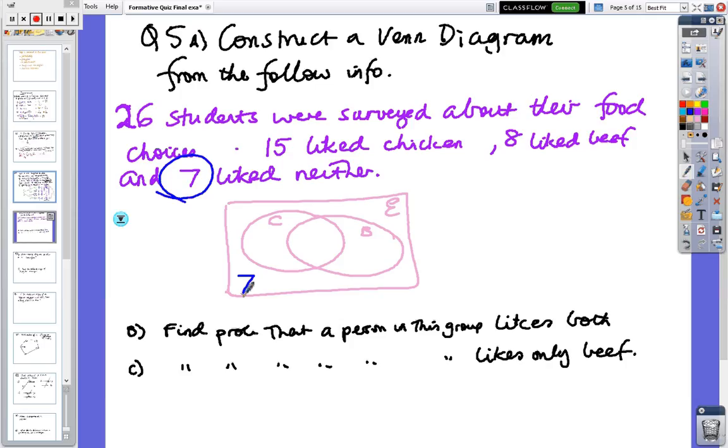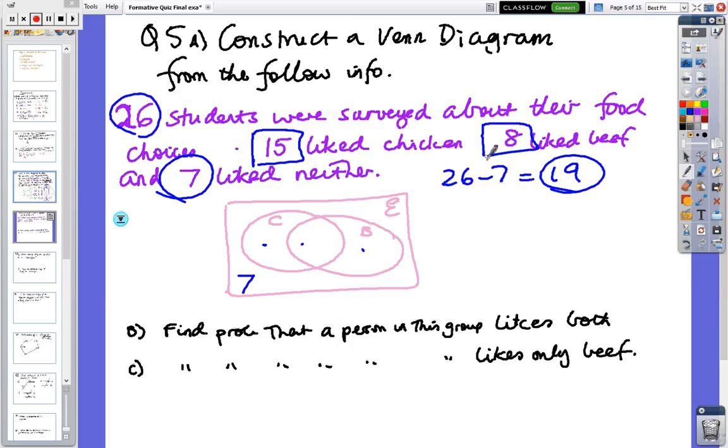Okay, now there were 26 people surveyed, so 26 minus 7 equals 19. So 19 people have to be inside the circles. Okay, there's not 26 because we've taken 7 out. Okay, so now we look at how many kids we have to stick inside the circles. So we've got 15 plus 8. So it looks like we've got 23 people have to be inside the circles, but there's only 19 people actually. So that means that the difference between those numbers is 4. So that means that 4 people have been double counted.